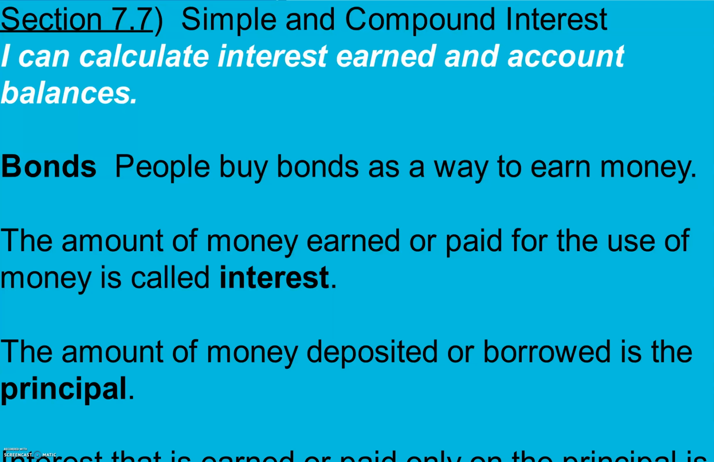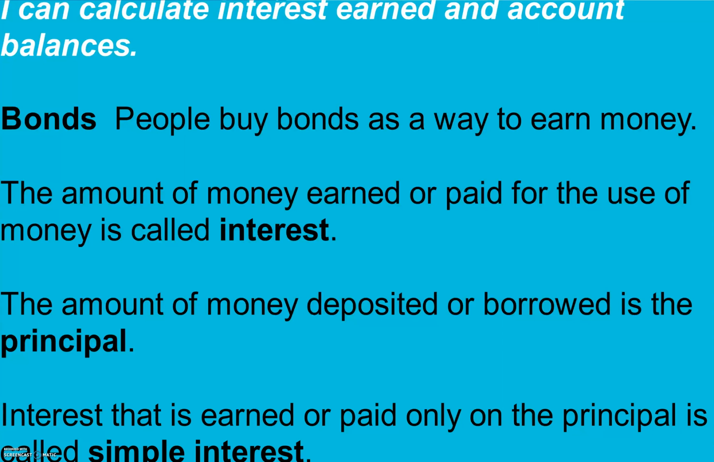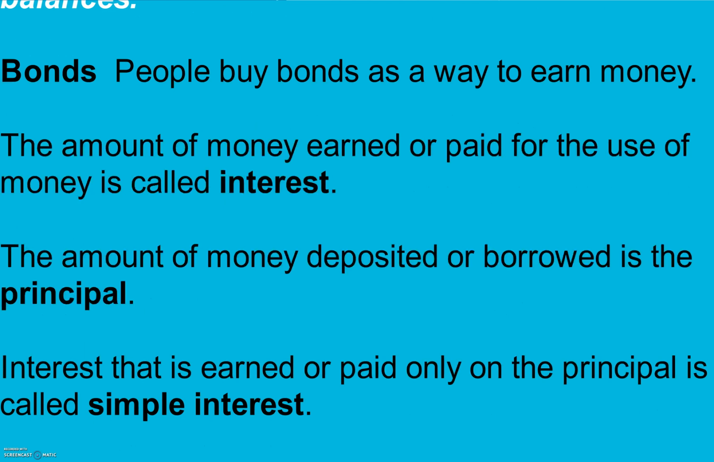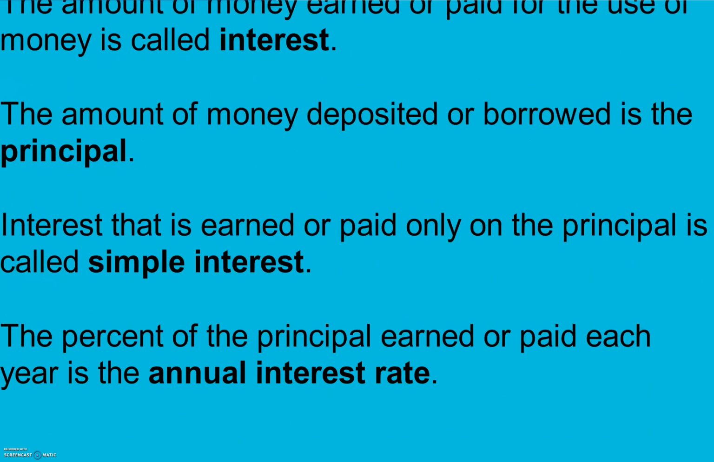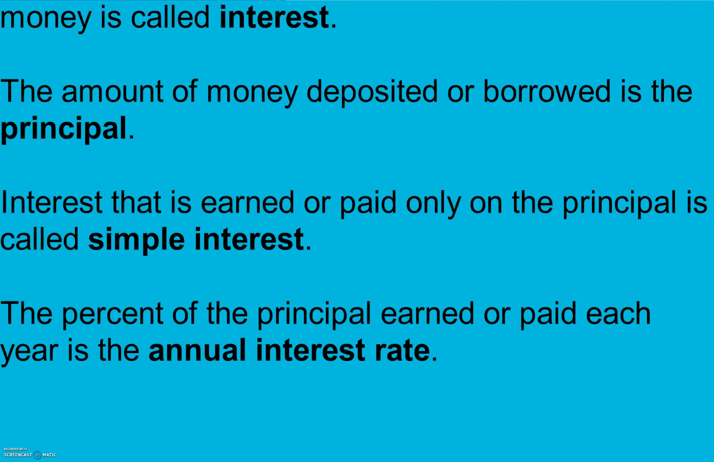So the amount of money earned or paid for the use of money is called interest. Banks give you interest for borrowing your money when you deposit there. Credit cards, for example, or loan agencies charge you interest because you took their money now and are using it. So interest is the amount of money earned or paid for the use of money. The amount of money deposited or borrowed is the principal, and that's the amount that we start off with. Interest that is earned or paid only on the principal is called simple interest. And the percent of the principal earned or paid each year is the annual interest rate.